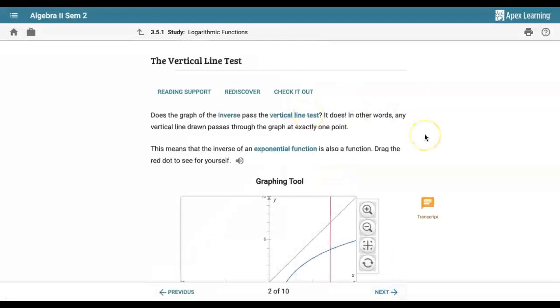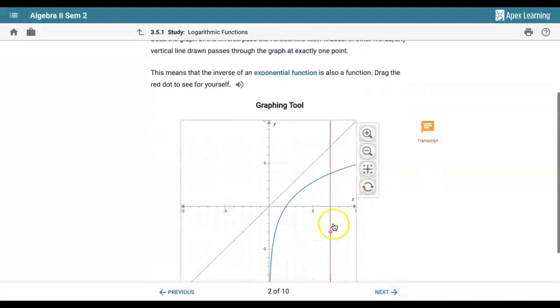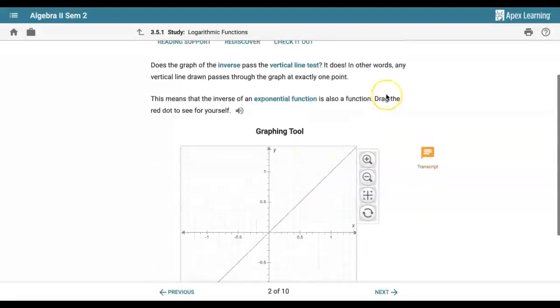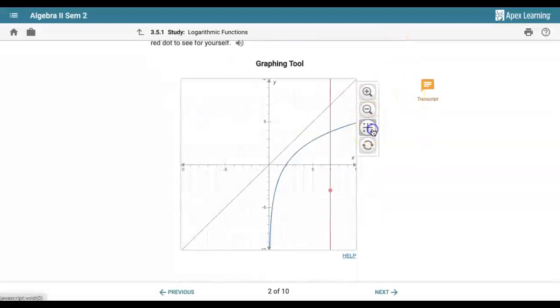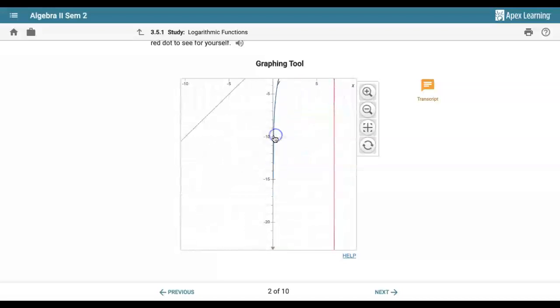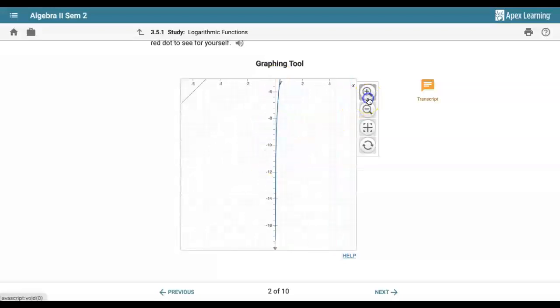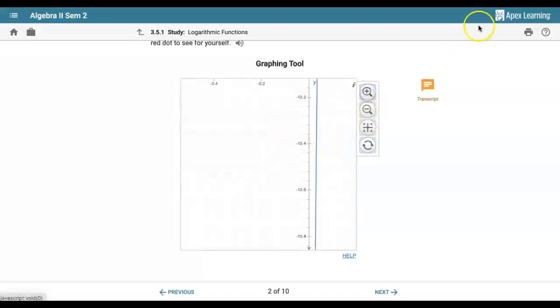So again, does the graph of the inverse pass the vertical line test? When we flipped it across, it does. That means the inverse of an exponential is also a function. If I restart this and look around y equals negative 10, and zoom in really close, you can see that clearly it's getting ever so slightly closer.